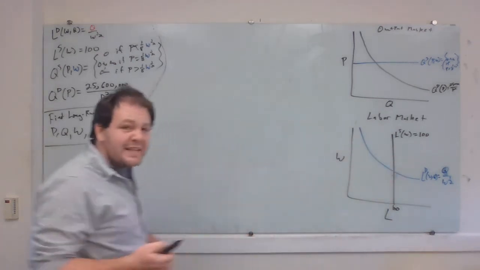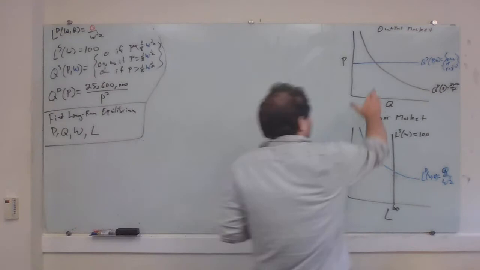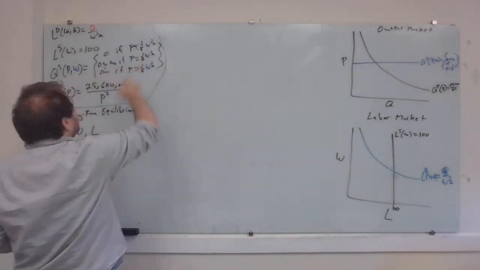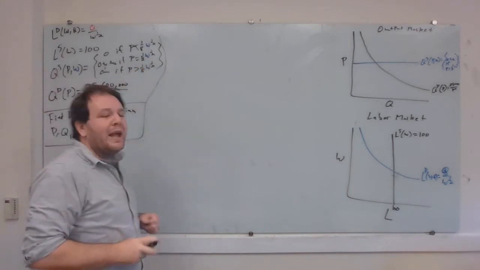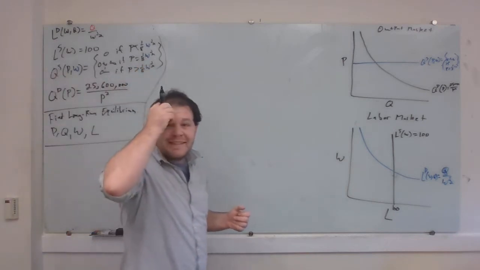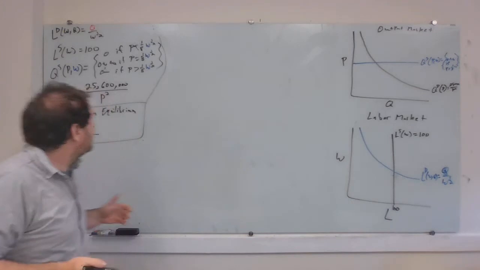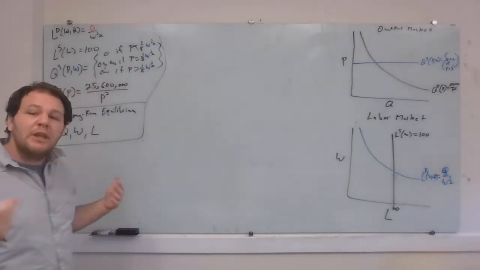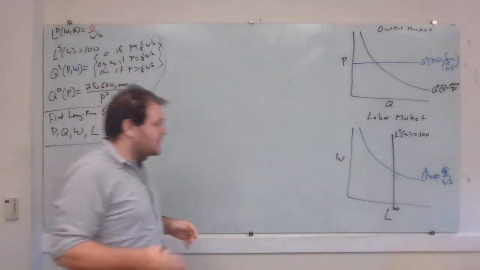For exactly the same reason, we can't just solve the output market by itself, because the price at which we are providing tarot card readings depends on the wage of workers. This makes sense? If wages were higher, we would have to provide tarot card readings at a higher price. If wages were lower, we could provide them at a lower price. So these two markets are linked, right?